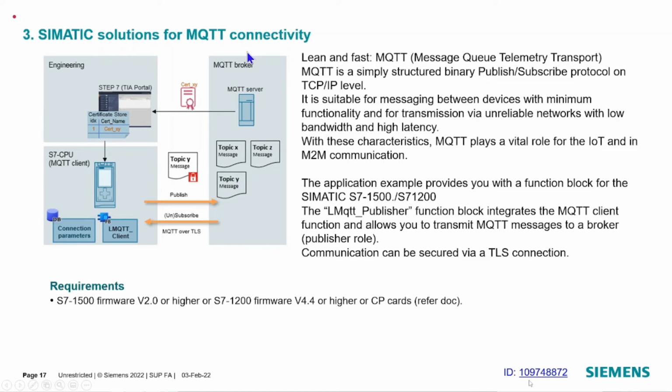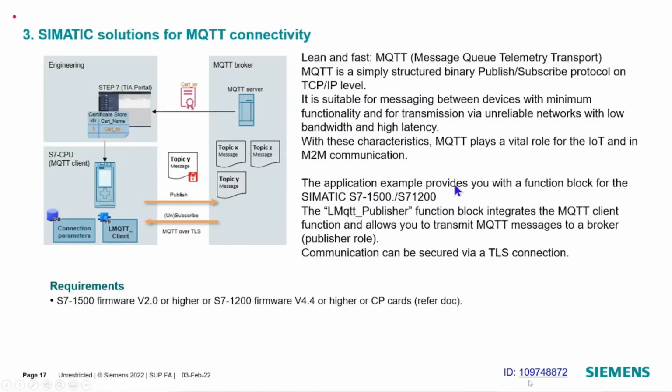So now the third possibility is using MQTT connectivity. Here the required firmware is 2.0 for the 1500 or 4.4 or above for the 1200. It is possible with the CP card also. So here it is possible to create MQTT communication with a client. The PLC acts as a client, and it will be talking to a broker. The communication between a client and a broker works via the pub-sub method, publish and subscription, and they will exchange the data.